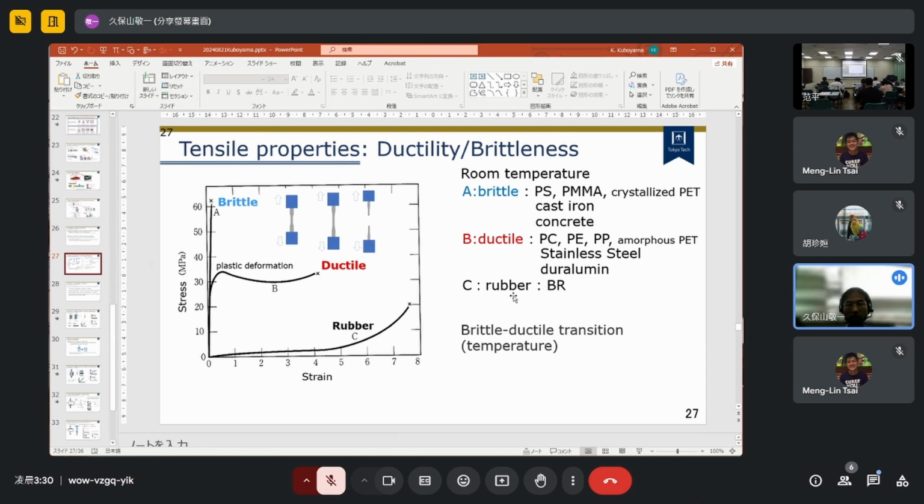And the important point in the case of plastic is that a brittle-ductile transition can occur at higher temperature, because around the glass transition temperature, the sample becomes soft. So materials that are brittle at room temperature can be softened and become ductile. So the property depends on the temperature, like rubber. So temperature is very important when you think about the mechanical property of polymers.